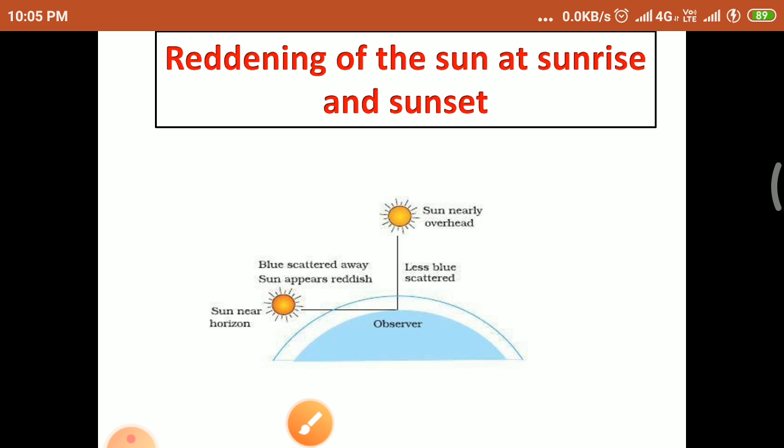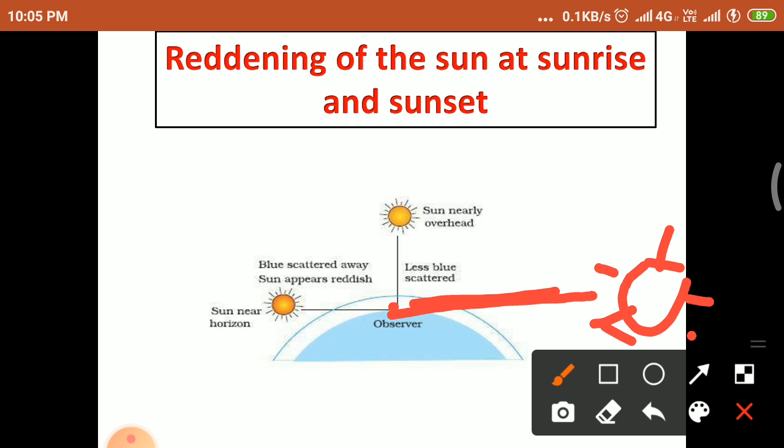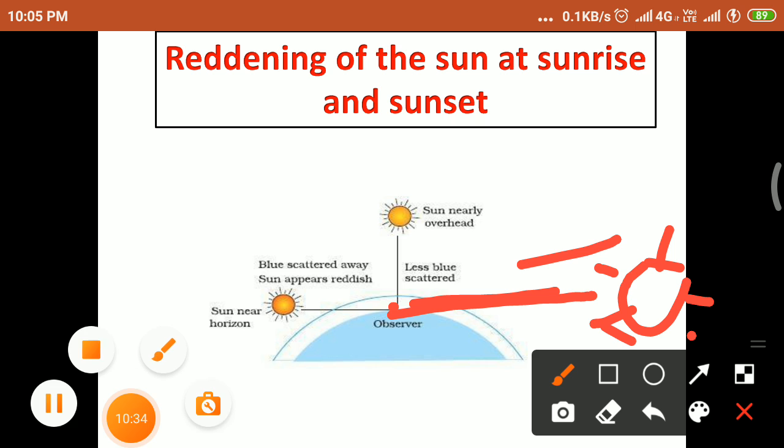And the same during the sunset, the sun is near the horizon. Here also you have to write blue scattered away, sun appears reddish. I hope you understood how to draw this diagram without mistakes.